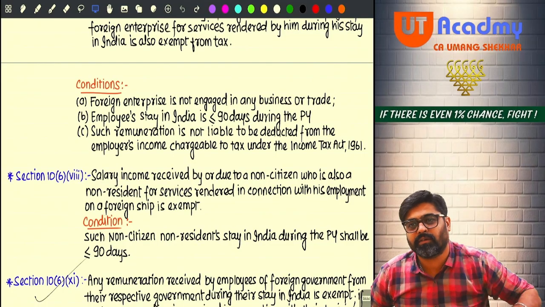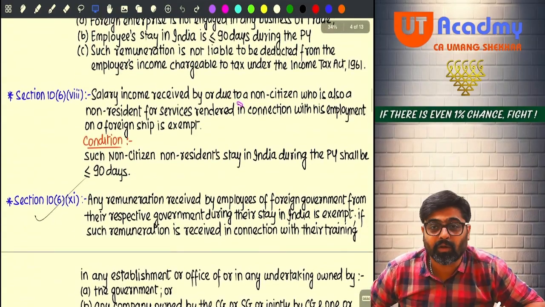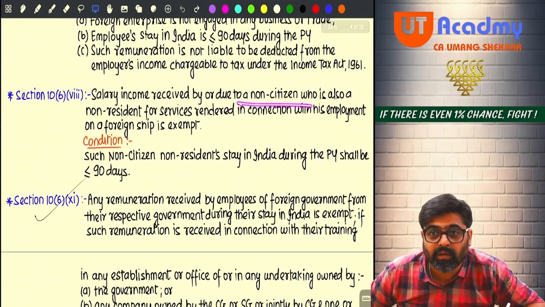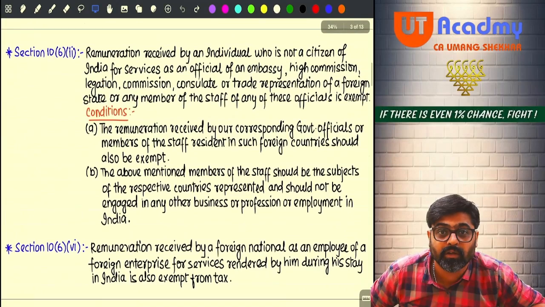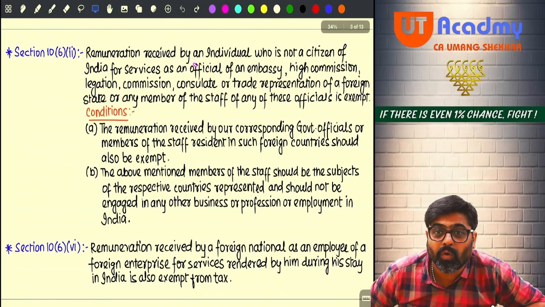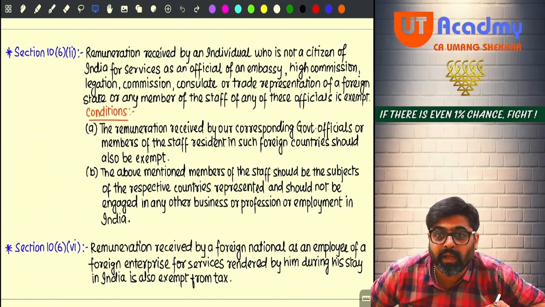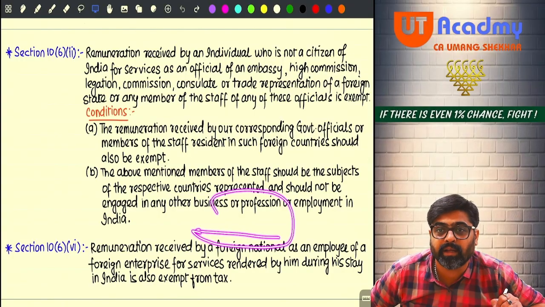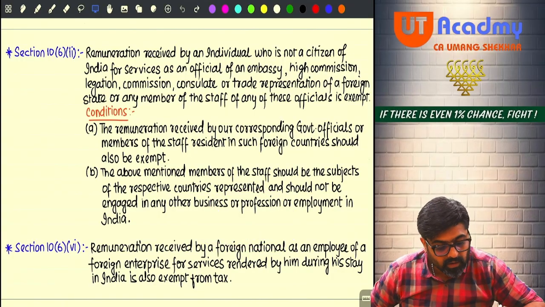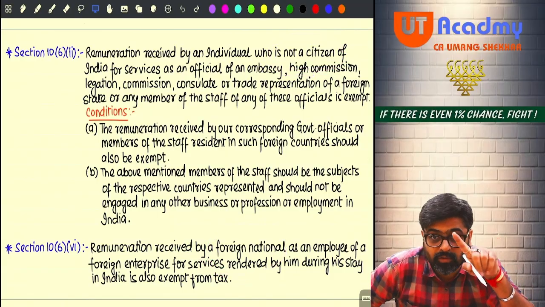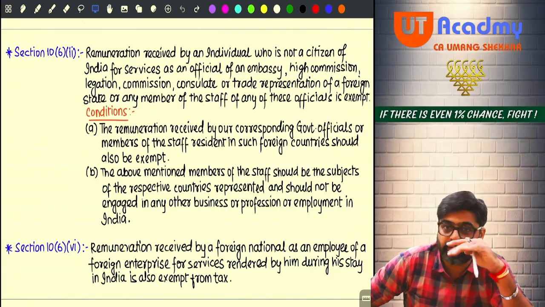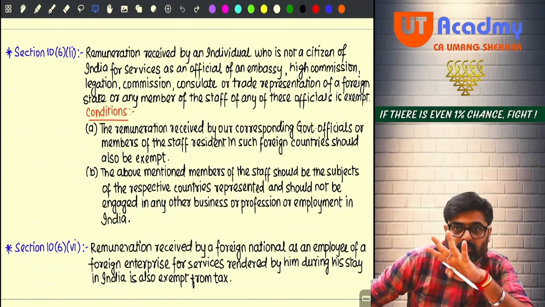Okay, sir? Sure. Now next one. Now the salary received by a non-citizen who is also a non-resident. See, this requirement of being a non-resident was not there in the earlier 2 points. Earlier 2 points, only non-citizen, only a foreign national. This word was written. Can you see? Here it was written non-citizen. Here it was written foreign national. Residential status was not important. So whatever may be the residential status, this exemption was available.